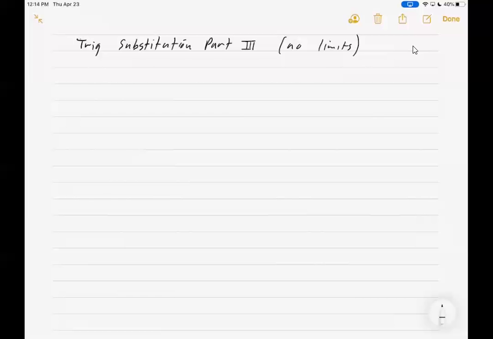Okay, in my first two videos, I had looked at cases with limits, and I completely forgot to cover what happens when you don't have limits. So for instance, in the first video, we had determined what a quarter of the area of an ellipse would be, and I believe it was 2/3 times the integral from 0 to 3 of the square root of 9 minus x squared dx.